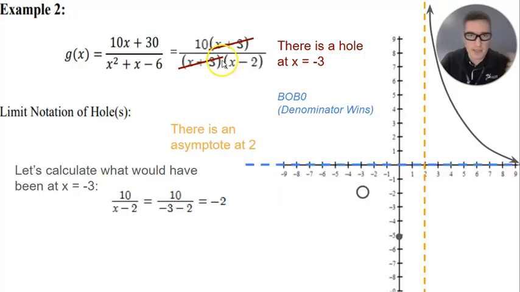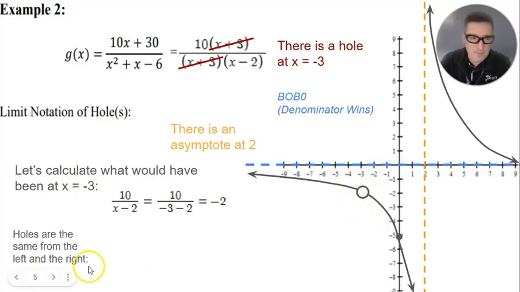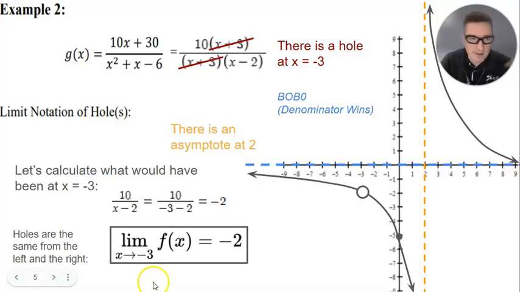I can also quickly identify the y-intercept by plugging in x equals 0 and kind of connecting those dots with the curve. And now I'm doing the task that was asked of me, which was to find the limit notation of the hole. As you can see here, from the left side, my function's approaching that negative 2, and from the right side, it's approaching negative 2. So it's the same from the left and right, and that's normal with all holes. So therefore, the limit as x approaches negative 3 of my function is negative 2.